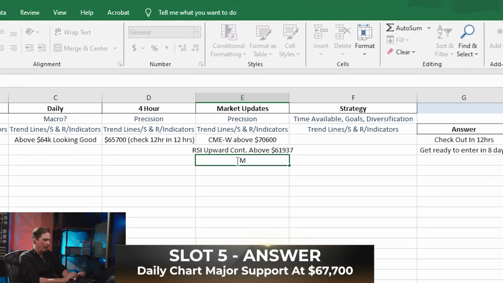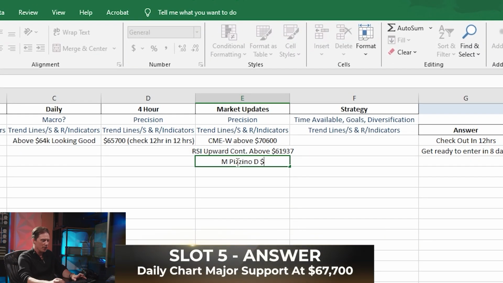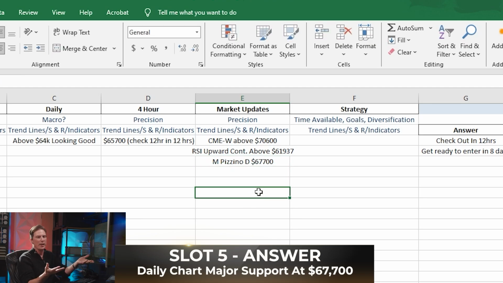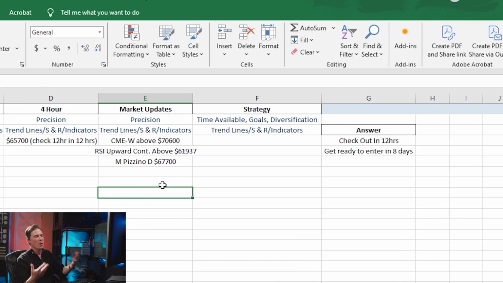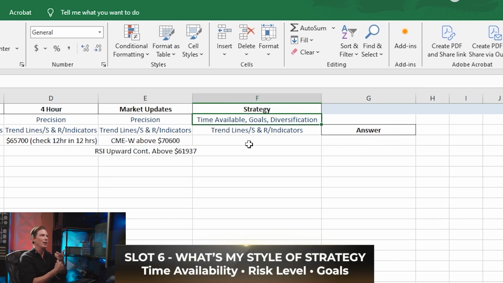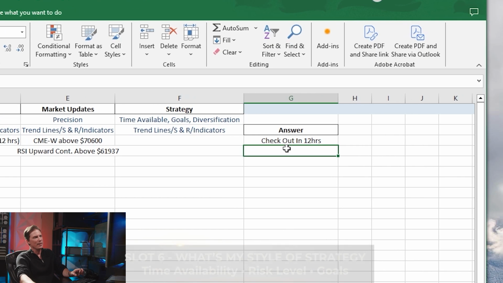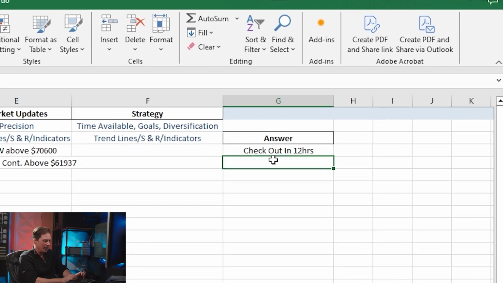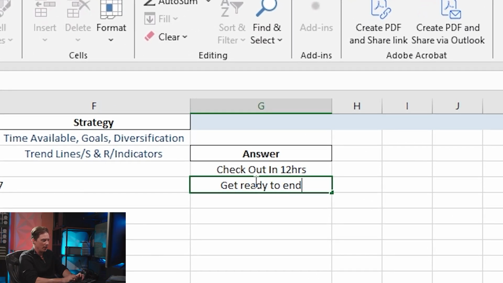I'm just going to say Michael Pizzino. Major support is 67,700. All right, so I've got some pretty good information. Now, it just comes down to what is my strategy? How much time do I have available? What are my goals? And how diversified am I? Am I longing somewhere? Am I holding a big bag of microcaps somewhere? What do I want to do? My answer is check it out in 12 hours and get ready to enter in 8 days.